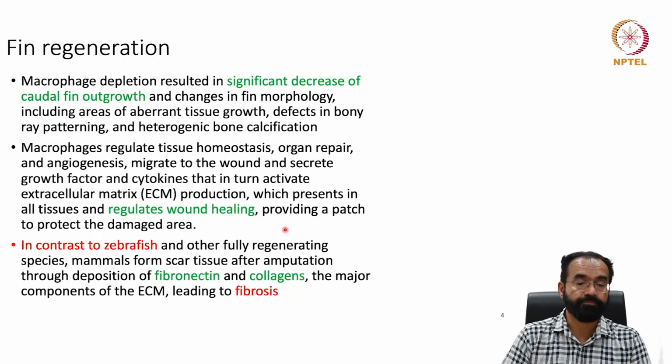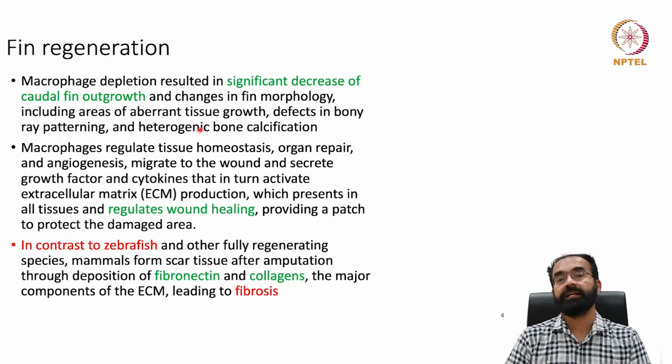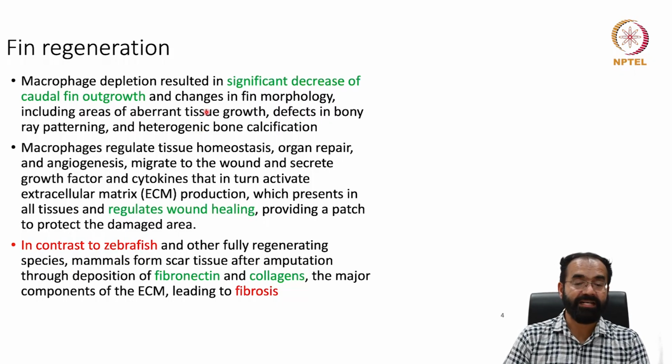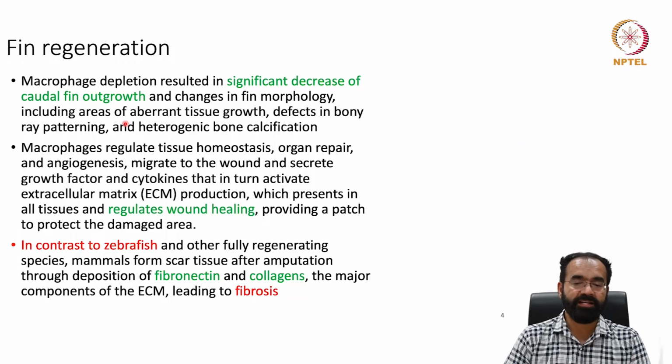So macrophage depletion, usually people have done different ways of analyzing and understanding the fin regeneration. How it works is that macrophage depletion results in a significant decrease of the caudal fin outgrowth. So we know M1 macrophages are necessary for the pro-inflammatory cytokines, but a significant decrease in the caudal fin outgrowth happens because of the macrophage depletion.